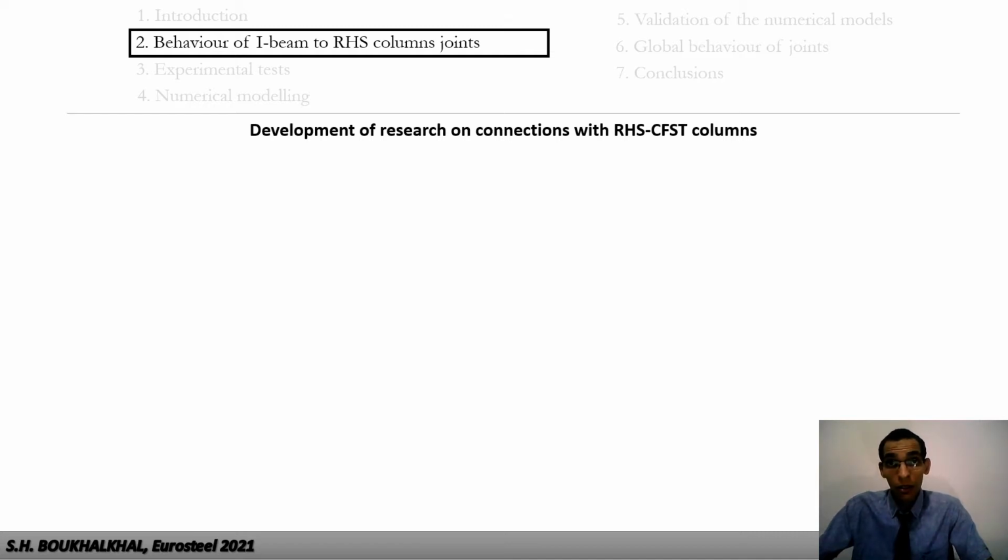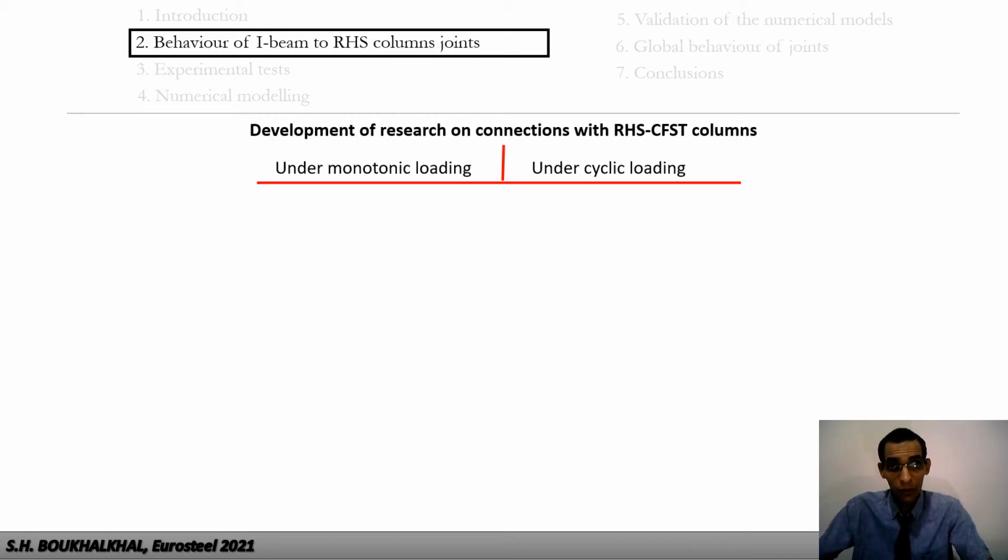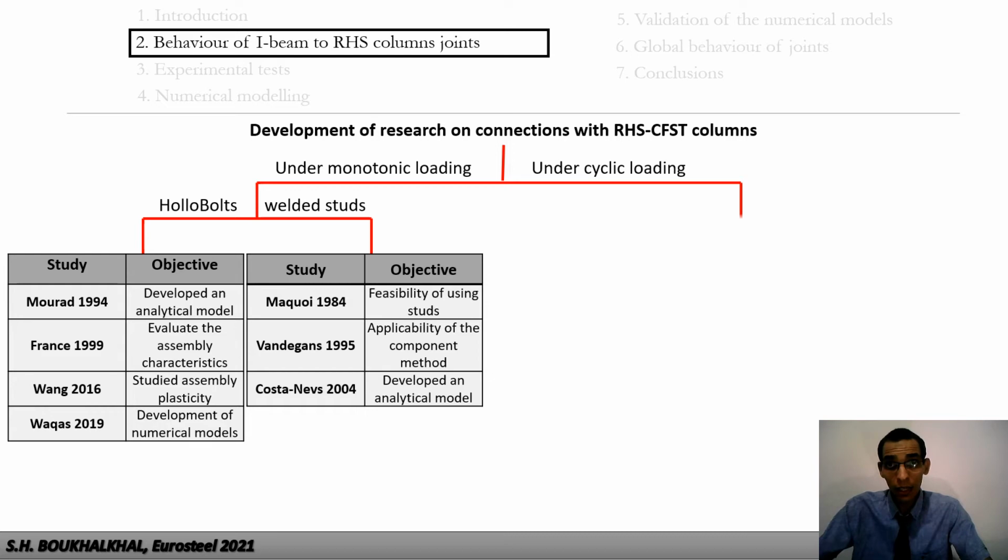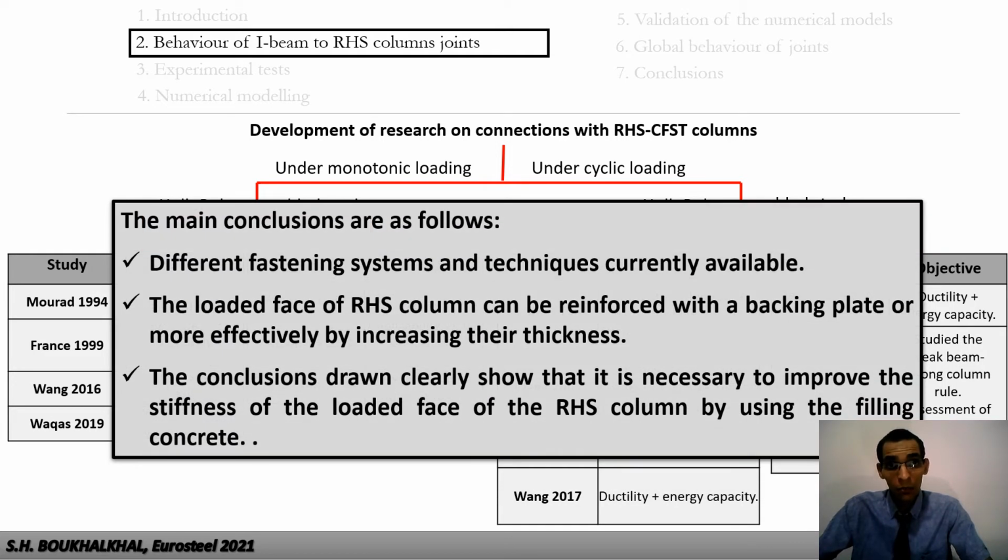Several studies on the performance of I-beam to hollow section column connections with and without concrete, using different types of fastening technique, have been developed. The main conclusions are as follows. Different fastening systems and techniques are currently available. The loaded face of hollow section column can be reinforced with a backing plate or more effectively by increasing its thickness. The conclusions drawn clearly show that it is necessary to improve the stiffness of the loaded face of hollow section column by using the filling concrete.